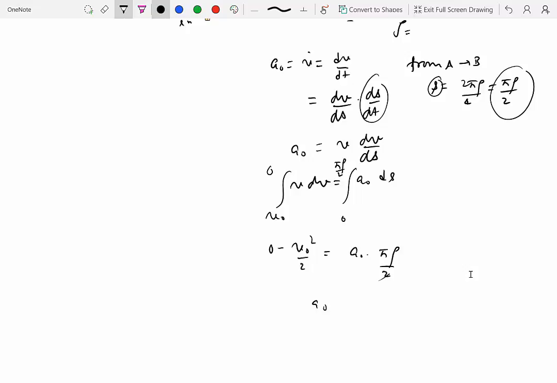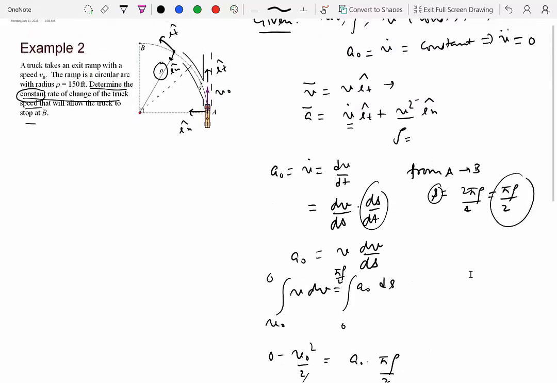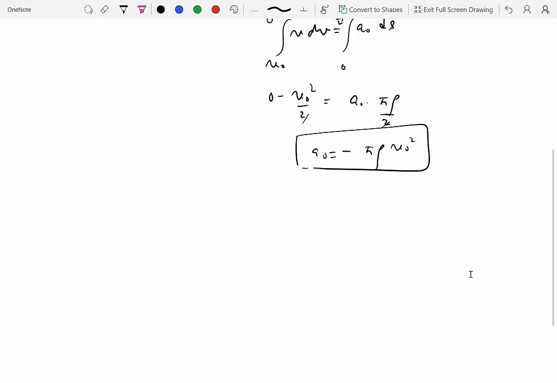So that gives us a0 as minus pi rho v0 squared. That's the acceleration, which is what the question was asking for, right? So the problem is solved essentially once we know the constant acceleration. But let's see if we can do something more than this, right? This is what the problem is asking for. Now we know the acceleration.